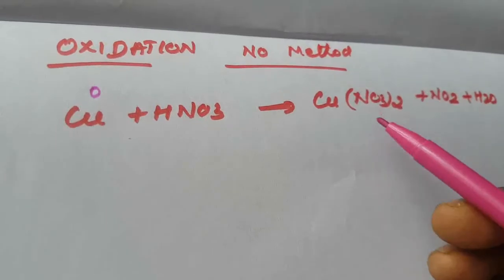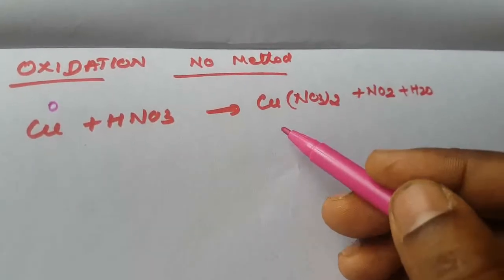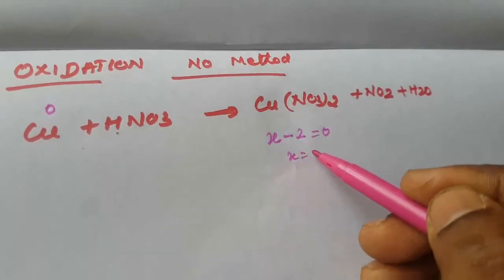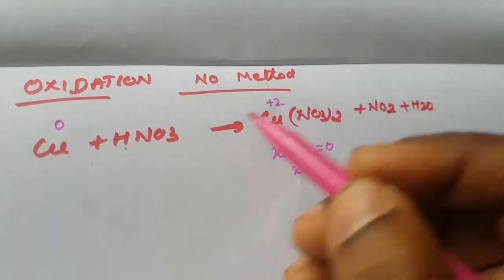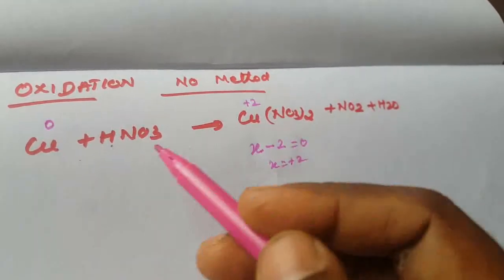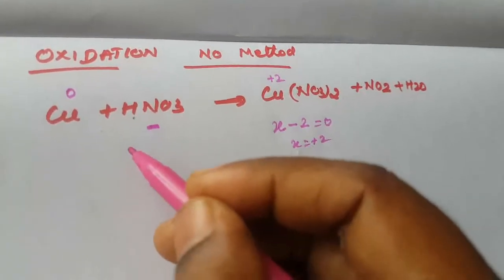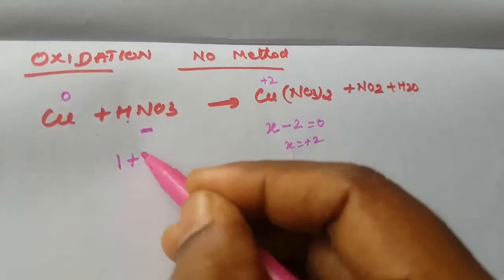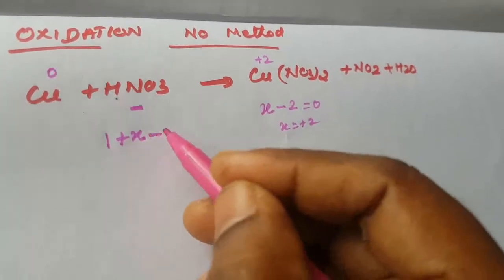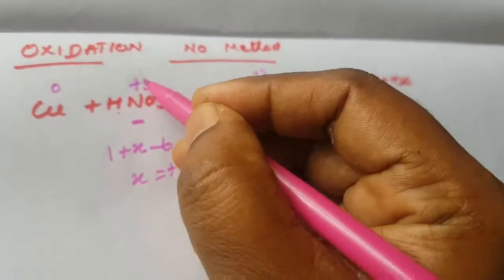So what is the charge of this copper? How to calculate here? Cu(NO3)2, NO3 is 2 minus, okay? What is the charge? X minus 2 equal to 0, x is equal to plus 2, right? The charge is plus 2. So here 0 is oxidized to plus 2. Then again nitrogen. What is the oxidation number of nitrogen? Here hydrogen is plus 1, this is x, oxygen is minus 2. Minus 2 into 3, that is minus 6, so x is equal to plus 5. Okay, this oxidation number is plus 5.